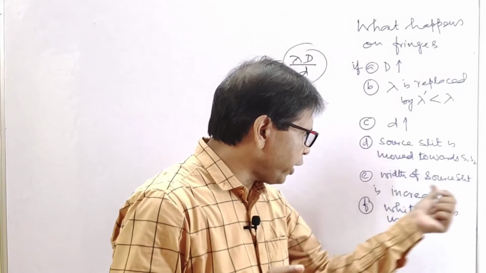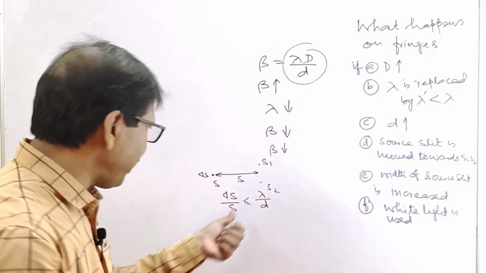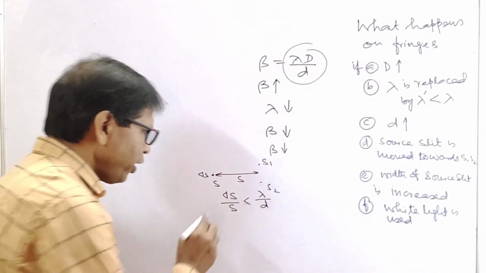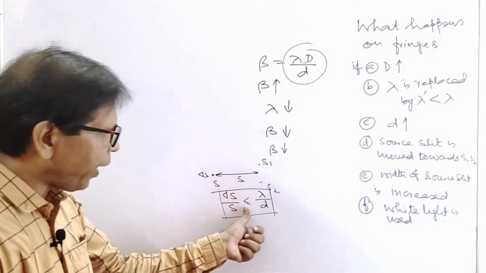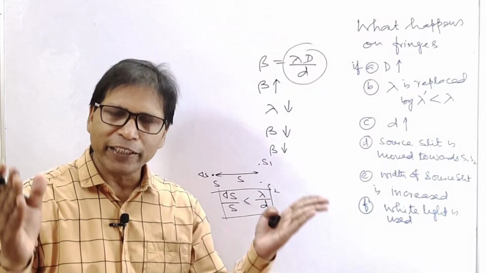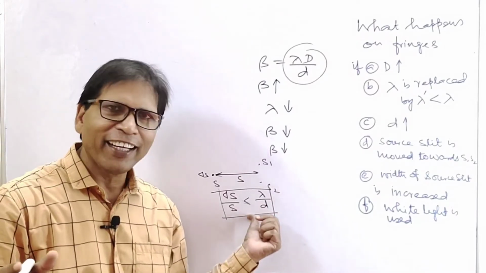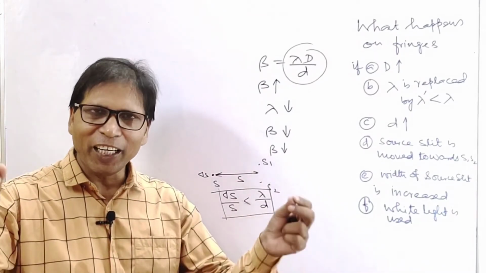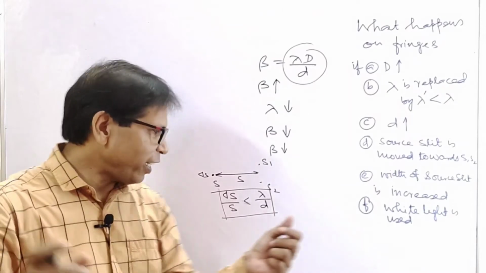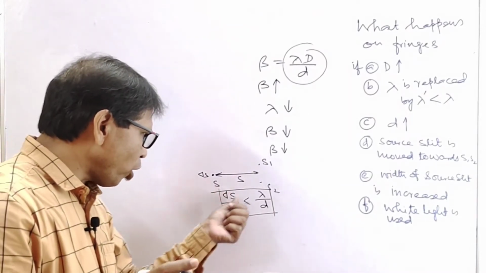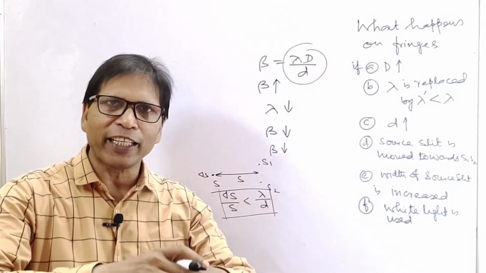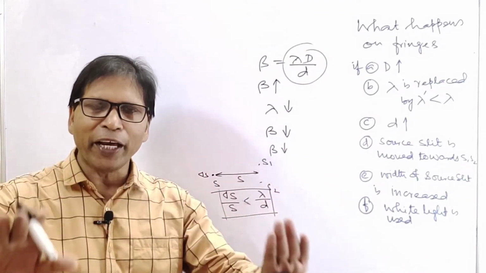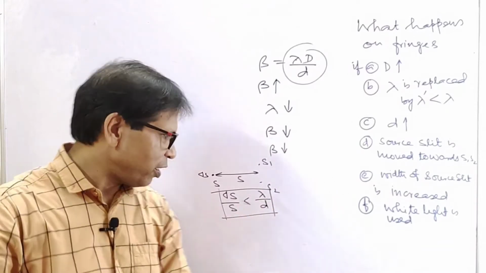Now the width of the source slit is increased. Look at this, if delta S is increased, this condition should be satisfied. If this condition is satisfied, then interference fringes are observed. If not satisfied, then general illumination takes place. That is, different points of the source produce interference patterns that overlap with each other and no interference fringes are observed.